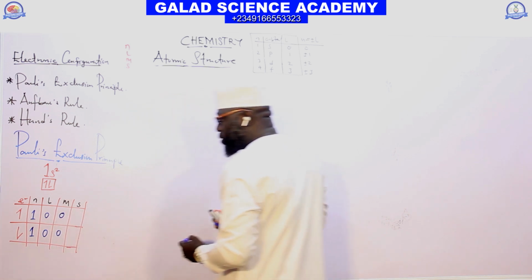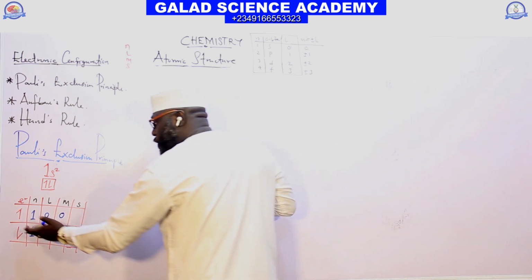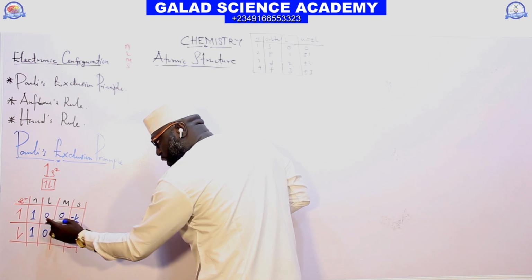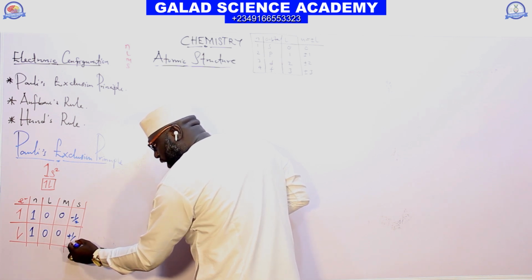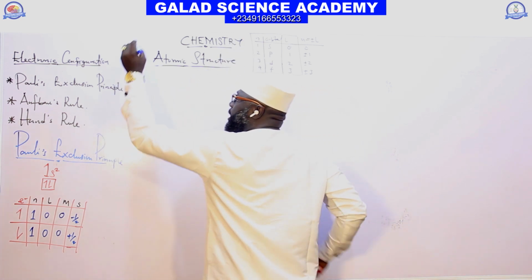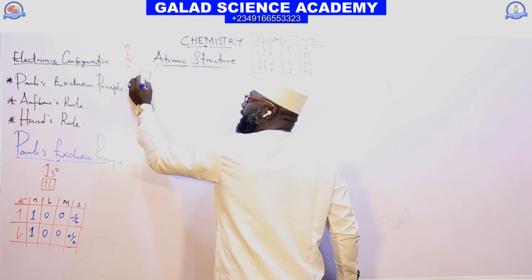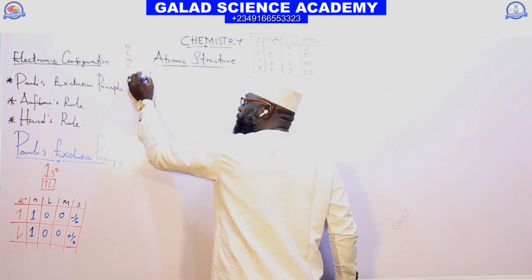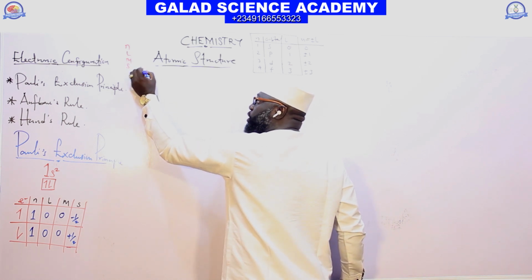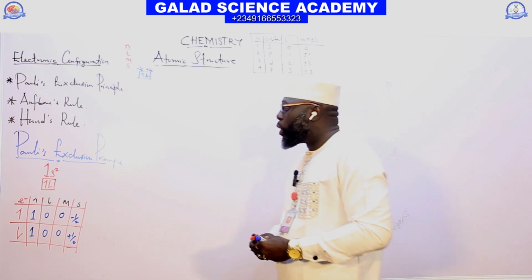So 0, 0. So the spin for any electron that spins up, what is the value? Minus half. The one that spins down is plus half. If you recall, I explained that under spin quantum number. I said two electrons, one will spin up, the other one will spin down. The one that spins up is minus half. The one that spins down, we call it plus half. So let us check it now.